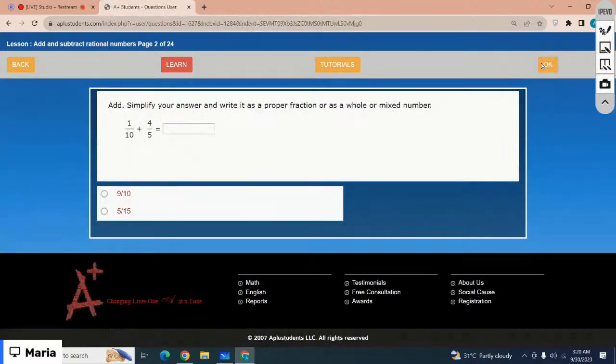Okay, add. So which is the correct option? 1 by 10 plus 4 over 5. First of all, you need to make their denominators same. So how do you make their denominators same, and which is the correct option? You have to multiply the fraction 4 by 5 with 2, right? So that would be 8 over 10. So 8 plus 1 is 9 over 10. The correct option is then 9 over 10, isn't it? Very good. That would be 9 over 10.